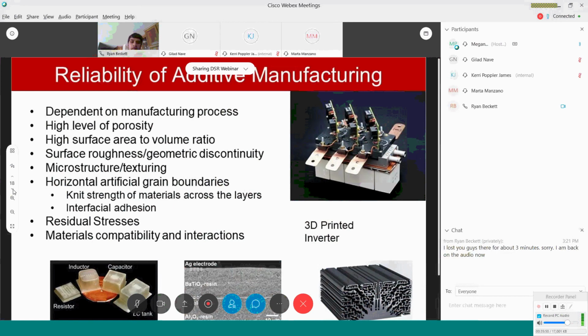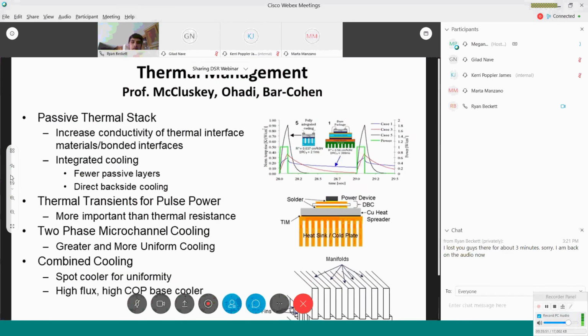So some of the things that we're looking at. Go back here.